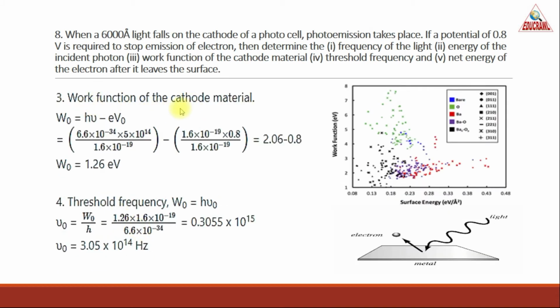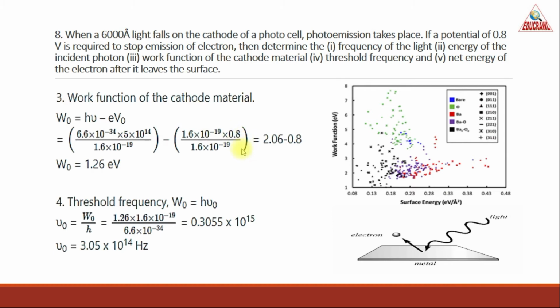Next, we have to find the work function of the cathode material. The expression for work function, which is W0, is equal to h mu minus E V0. H value we know, mu value also we have found, E value we know, stopping potential also we know. So substituting these values, we get the answer as 6.6 into 10 power minus 34 into 5 into 10 power 14 minus 1.6 into 10 power minus 19 into 0.8.